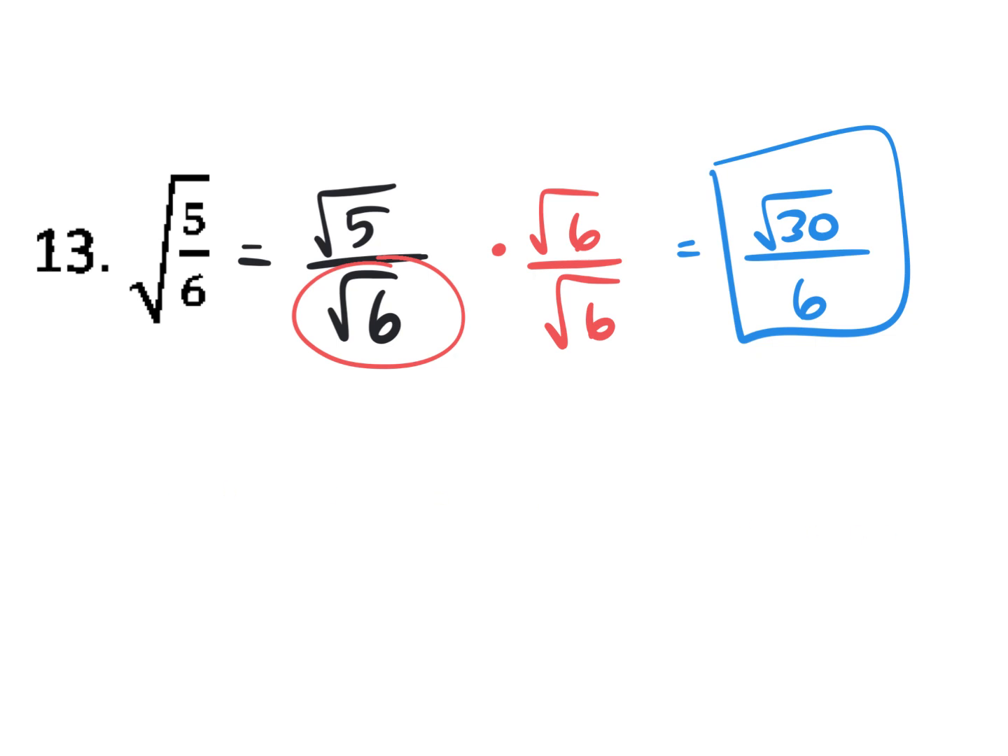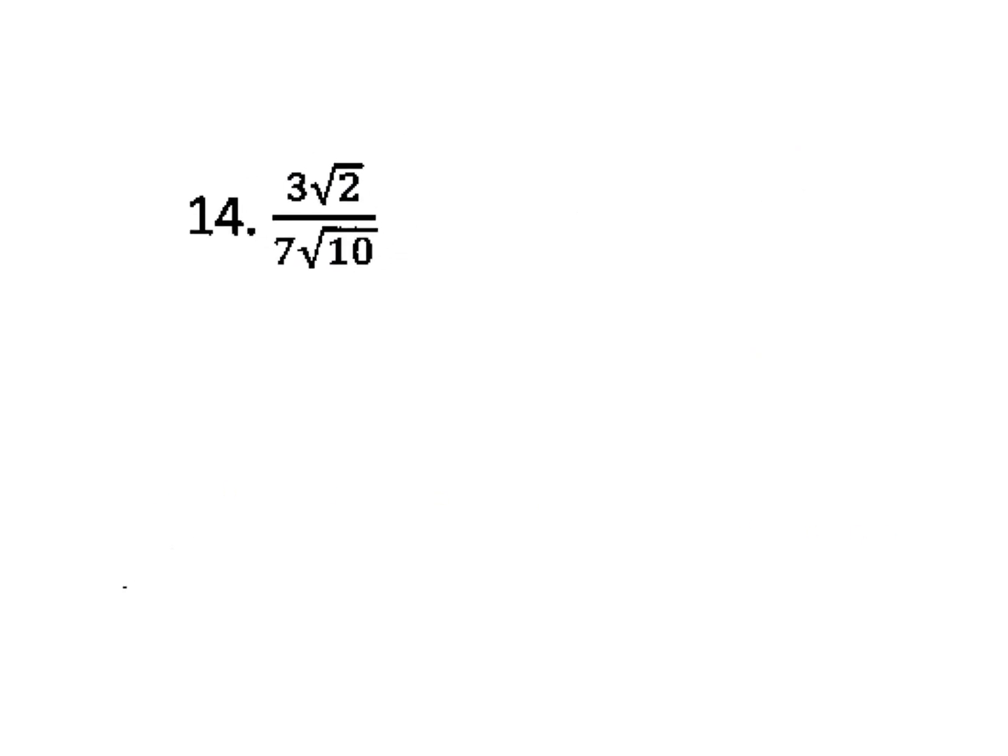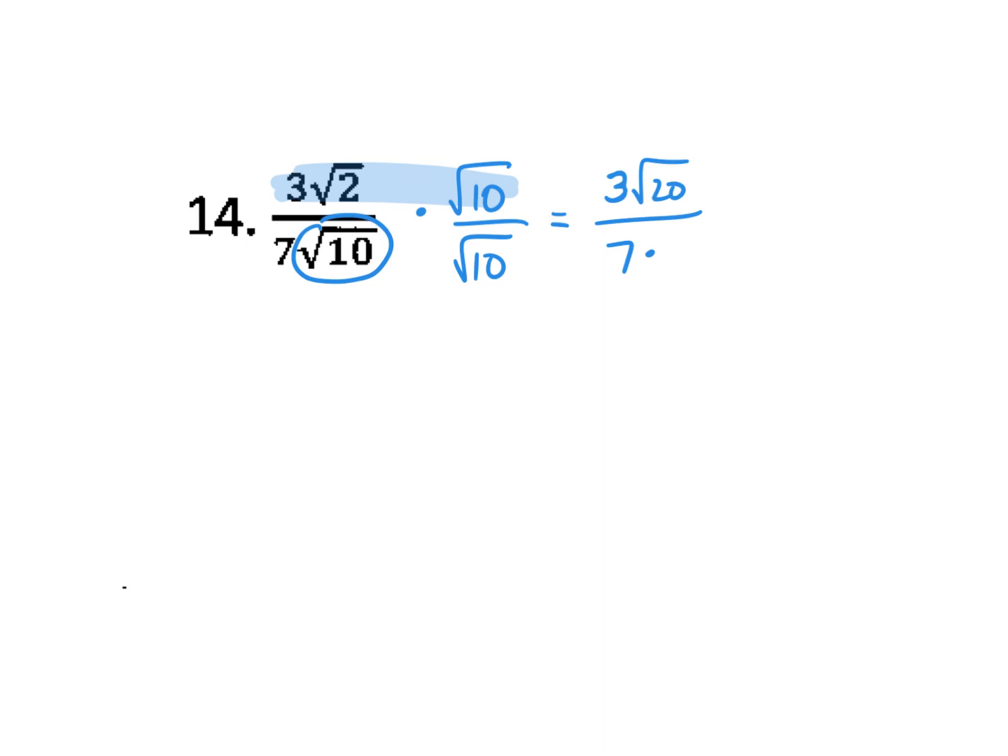Last one, number 14. Okay, I've got a square root in the denominator. We can't have that, so we need to multiply by the square root of 10 and the square root of 10. Now remember, when you're multiplying across, we only multiply radicals with radicals and numbers outside with numbers outside. So this would be 3 square root of 20, and then in the denominator we have 7 times 10. So let's simplify the denominator there. 3 square root of 20 divided by 70.